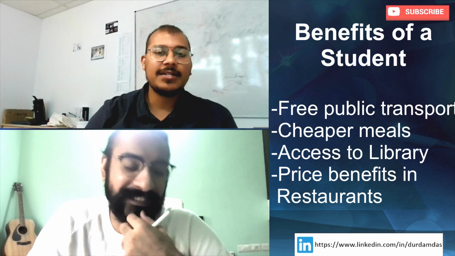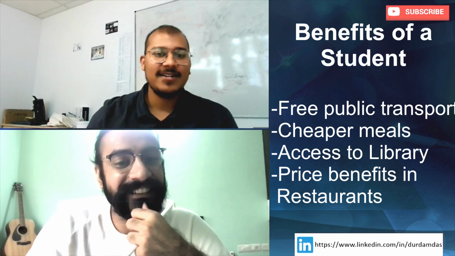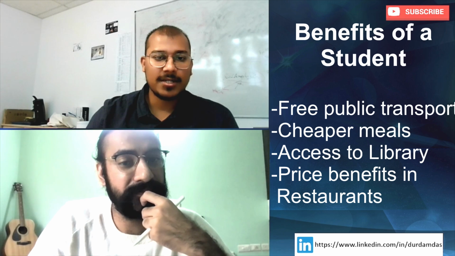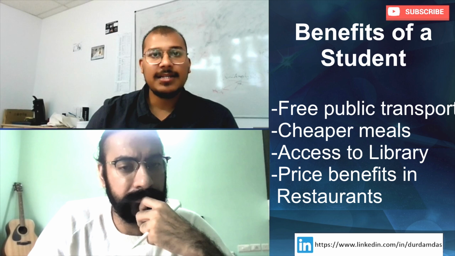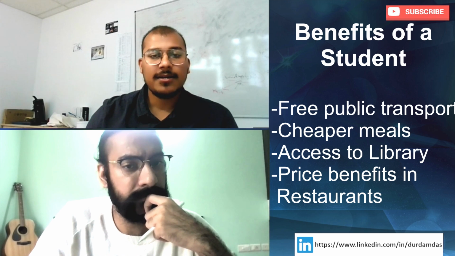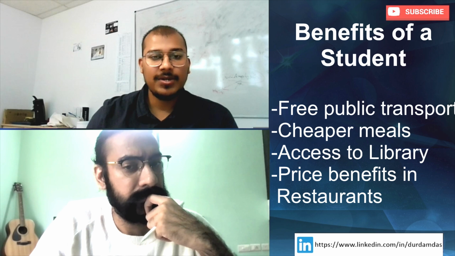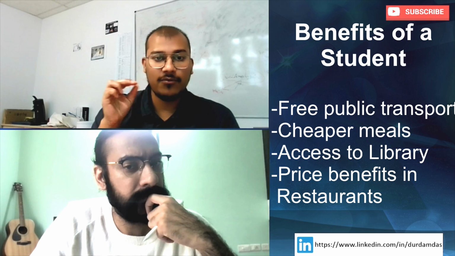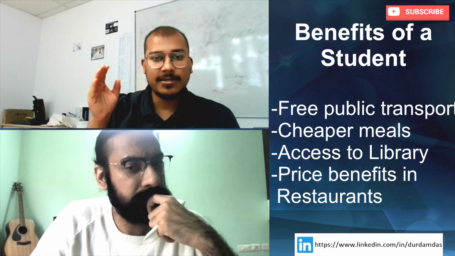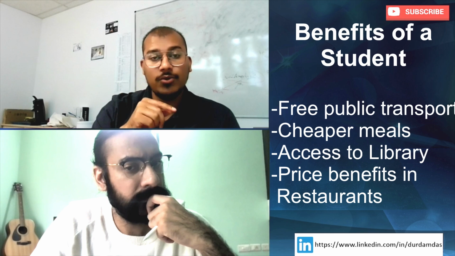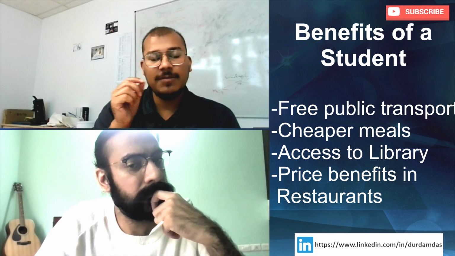So the main benefits are that you get the student ID card, which lets you travel in all public transports for free. Plus, in the university mensa, meaning cafeteria, all the food that you get has three price slabs: guest price, employee price, and student price. Student price is the cheapest.